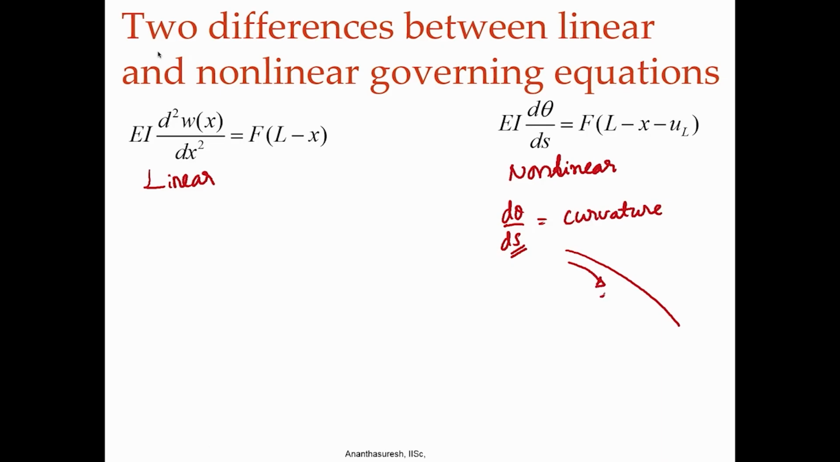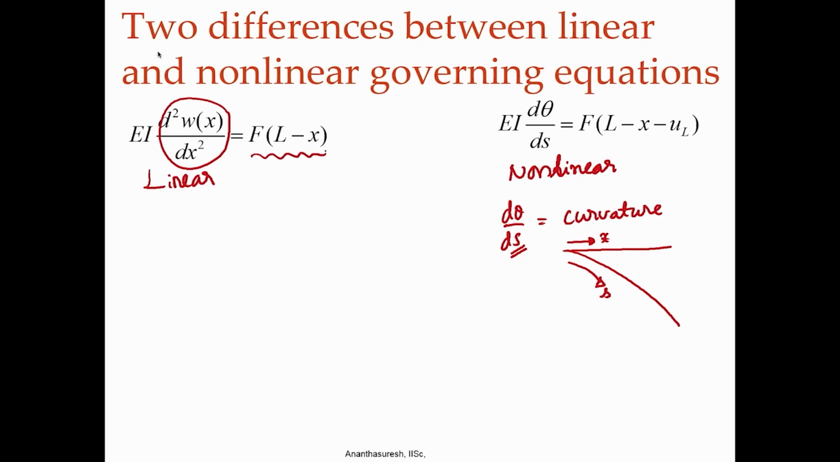So, if the beam is like this, we measure S along the bent profile of the beam rather than along the original one. It may be like this, that will be x, whereas this is S, and d theta by ds is the curvature. So, we had an approximation here, now here it is not there.